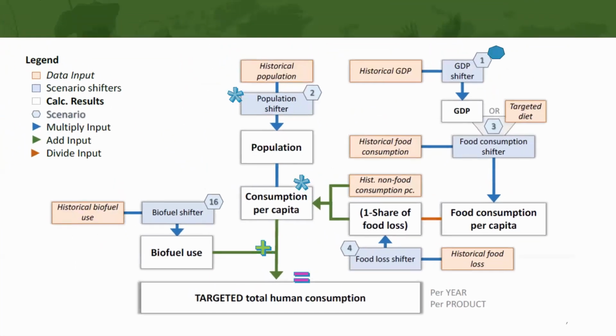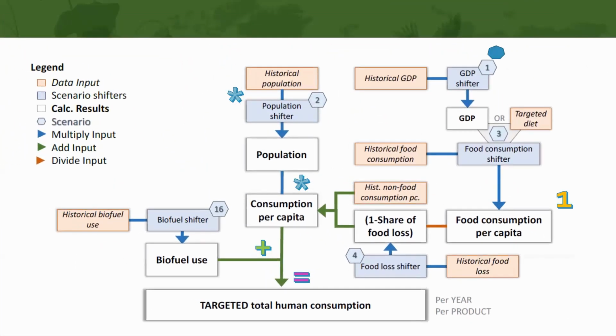Human demand, or human consumption, has three components: the demand for food, for biofuels, and for other non-food products. Most of the agricultural products in the FABLE calculator are food products, but can also be used for other purposes. Also, some agricultural products are not fit for human consumption, for example, fiber crops. Let us take a closer look at this figure.